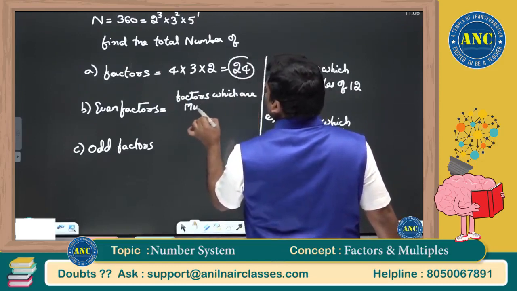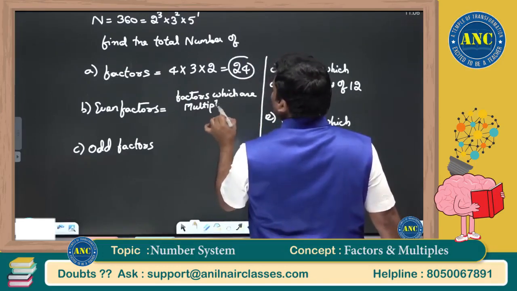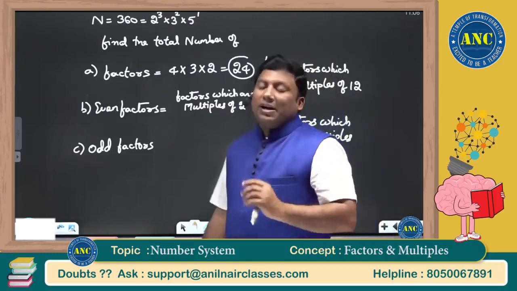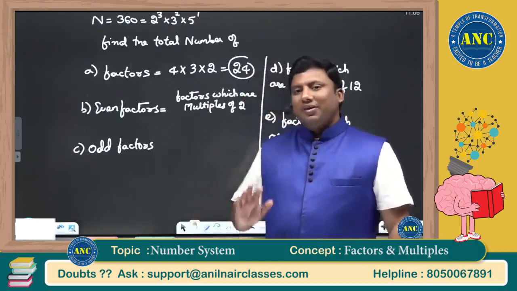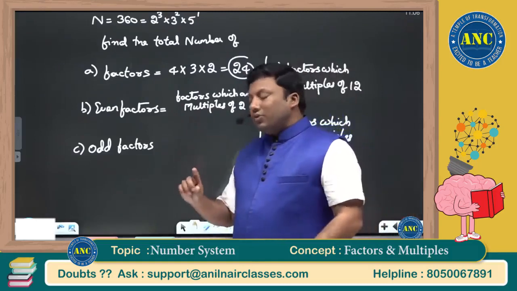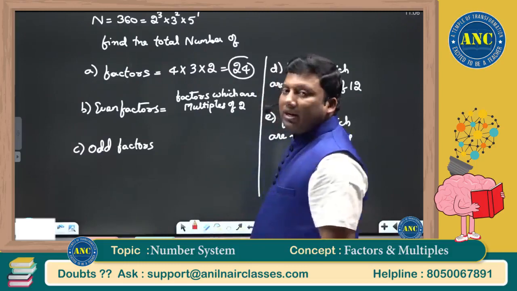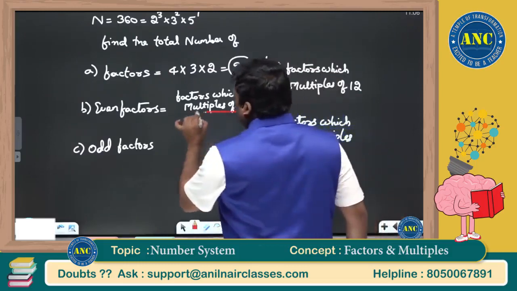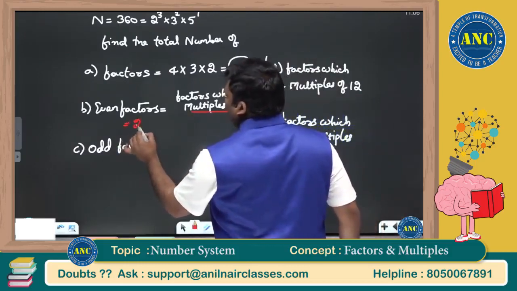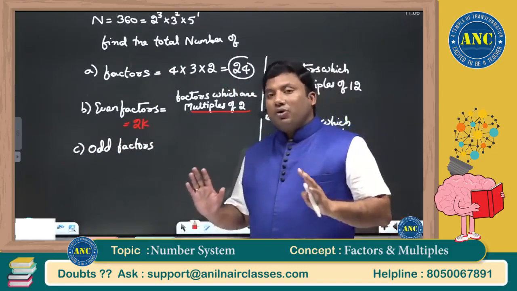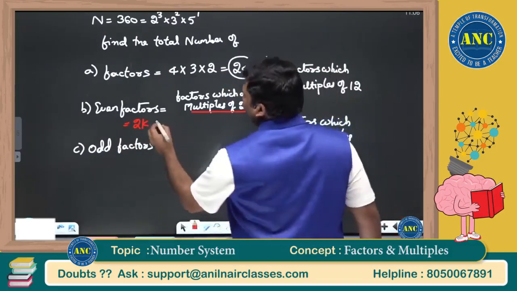Factors which are multiples of 2. Listen carefully. Any number multiplied by 2 becomes an even number. I want the factors which are multiples of 2. Any multiple of 2 will be of the form 2k. Yes or no?